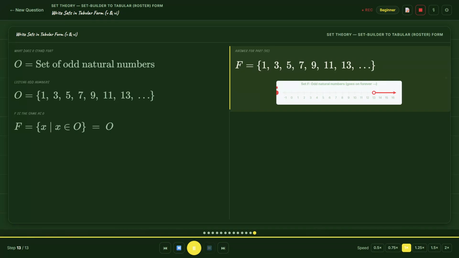Here is our answer for part 6. Set F is all the odd natural numbers 1, 3, 5, 7, 9, 11, 13 and so on forever. The 3 dots tell us the list never ends.